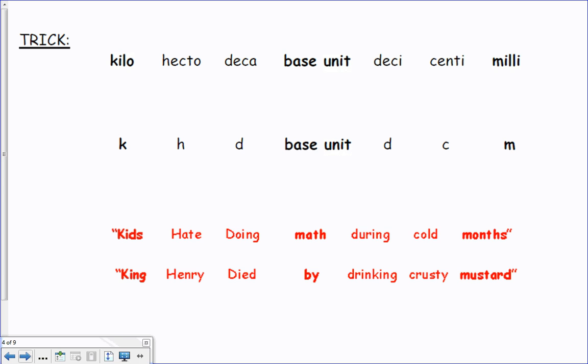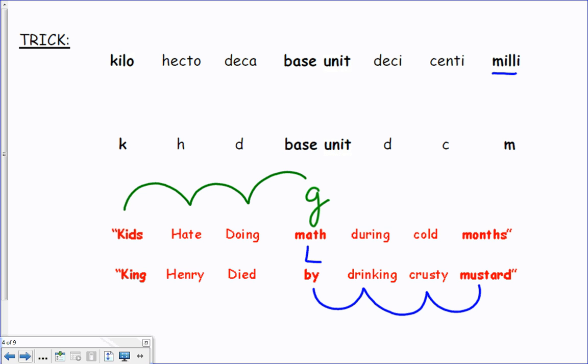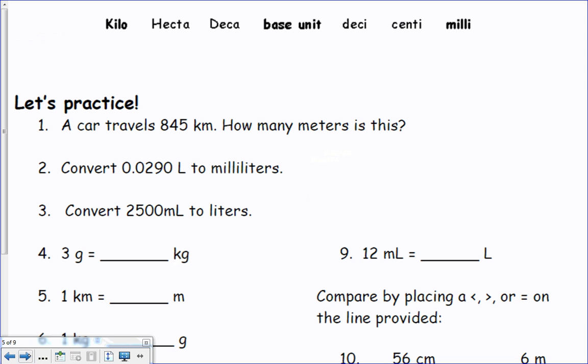The way this works is, let me give you grams. That's my base unit, right? Well, if I want to go to kilograms, I'm going to go 1, 2, 3. Move the decimal place 3 places to the left. Got it. Let me try another one. Base unit, liters. If I want to go to milliliters, I'm going to go 1, 2, 3 places to the right. So if I can remember the saying, kids hate doing math during cold months, which is around Rochester most of the time, we can convert pretty easily just using our decimal places and how we move them.